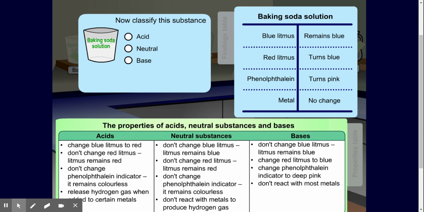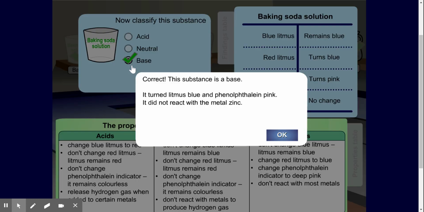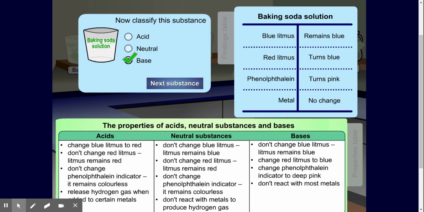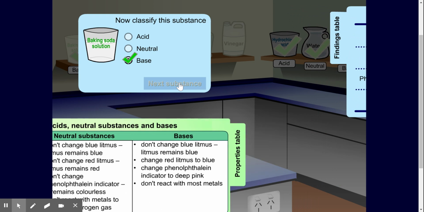So now we have to classify this substance as an acid, neutral, or base. Since it compares with the base results, we'll call it a base. And we are correct. Move to the next substance.